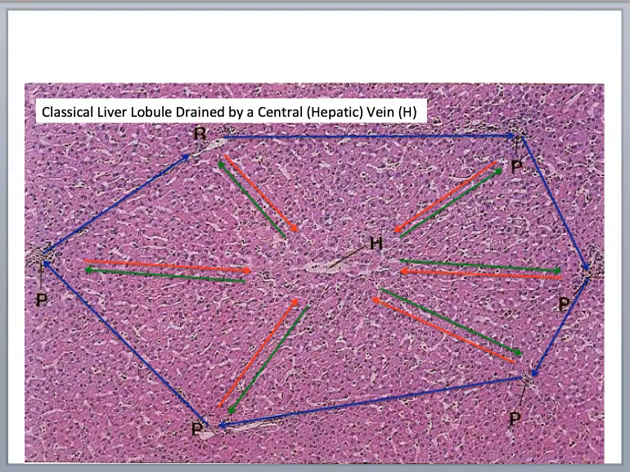Just to review the normal microarchitecture, we see the classical liver lobule, which is modeled on the draining of a central hepatic vein. The red arrows represent oxygenated blood flowing from the hepatic arteries in the triads to the central vein, which is in the middle and marked with H. The green arrows mark the reverse direction of bile flow, which flows from the central, most metabolically active hepatocytes around the central vein back to the portal areas which contain the bile ducts.